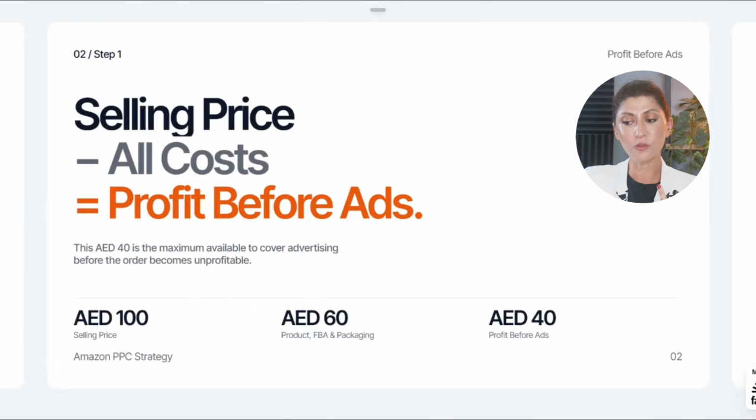So to calculate your actual profitability before advertising, you need to take your selling price minus all of your costs. By cost, we're talking about the product, the FBA, the referral fee, you know, the fees on Amazon. That would equal your profit before ads. So let's assume you're selling your product at 100 dirhams. All of your costs of selling the product on Amazon are 60 dirhams. Then your profit before ads is 40 dirhams per product.